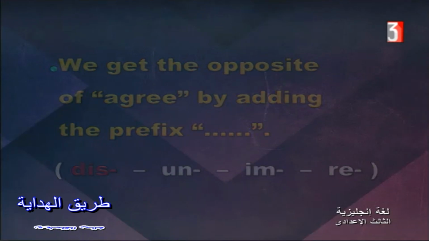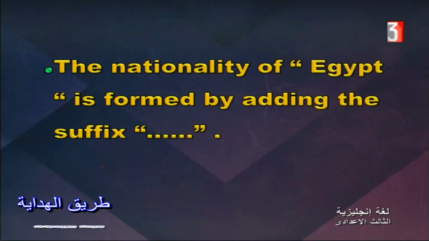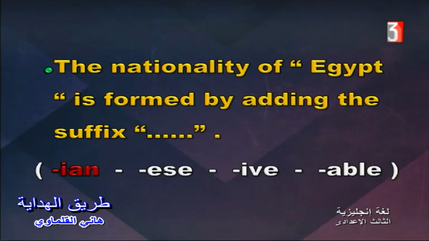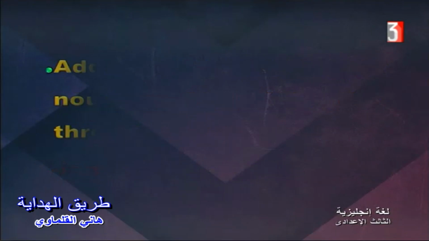Another question. The nationality of Egypt is formed by adding the suffix. So what's the nationality? Nationality. Ian, ese, ive, able? Of course, ian. All of us are, yes, I'm hearing you, Egyptians. And we are proud to be Egyptians, of course. Yes. Let's continue.